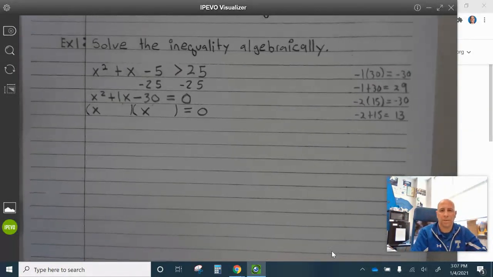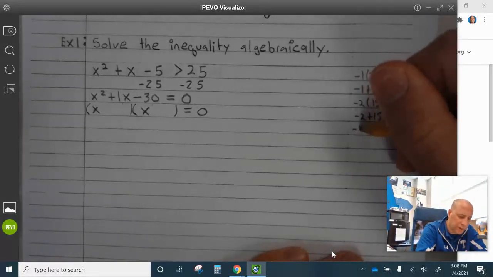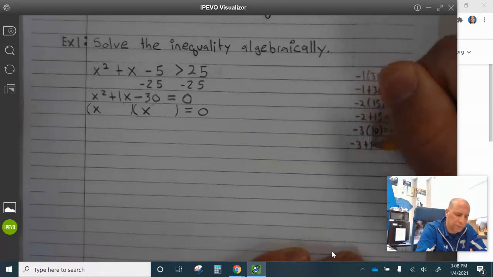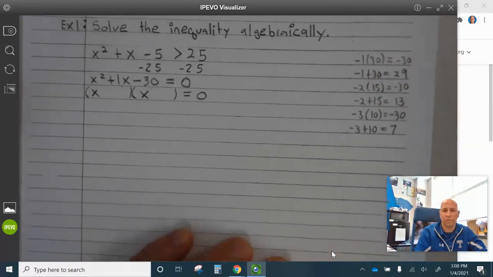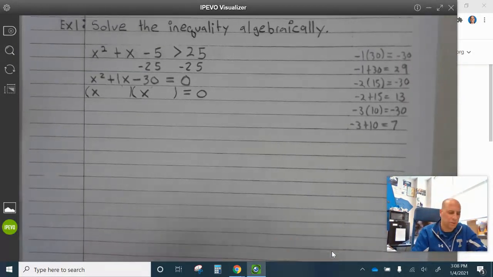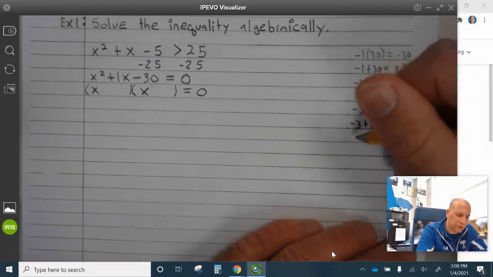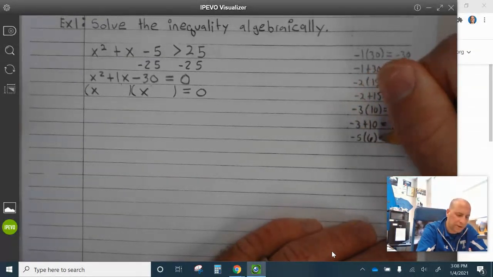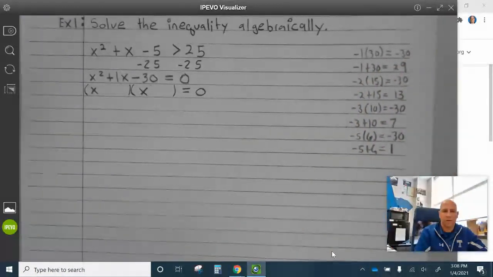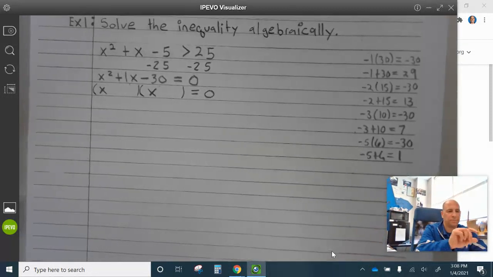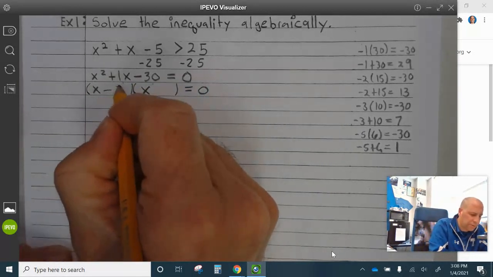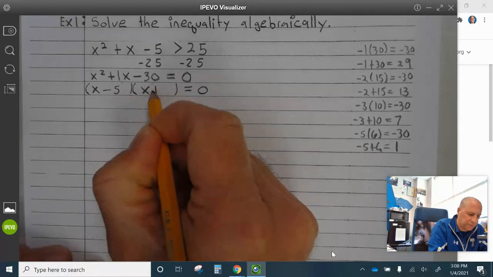There we go. All right, so now let's try negative 3 times 10 is negative 30. Negative 3 plus 10 is 7. Getting closer to the 1. Now negative 4 doesn't work. Negative 5 times 6 is negative 30. Negative 5 plus 6 is 1. So we have our negative 30, we have our 1. Okay, so our factors are x minus 5 and x plus 6.